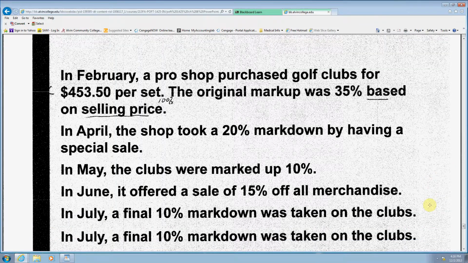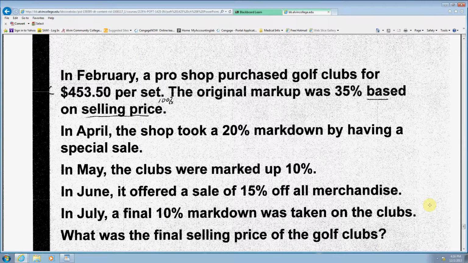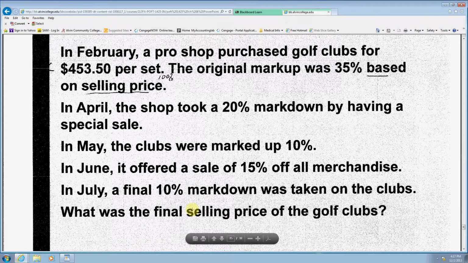This is going to be a series of markups and markdowns. And this is golf clubs, $453.50 per set. The original markup was 35% based on selling price. In April, we marked down 20%. In May, we marked up 10%. In June, we had a sale of 15% off. And then in July, we had a 10% markdown. So what was the final selling price?